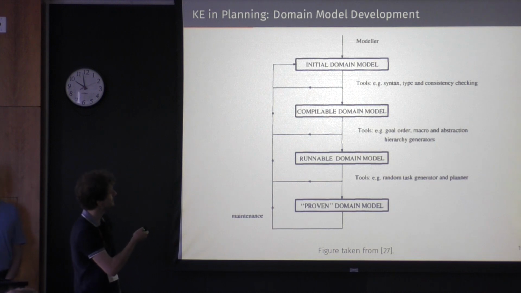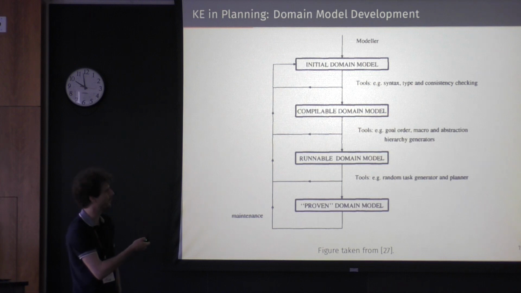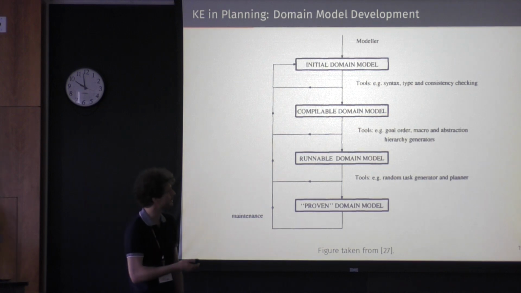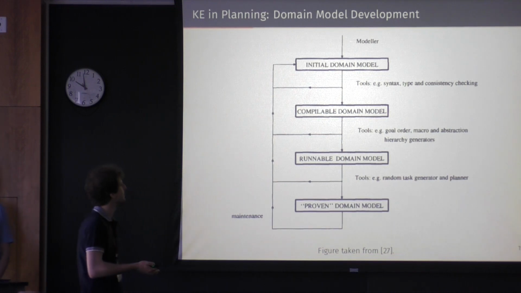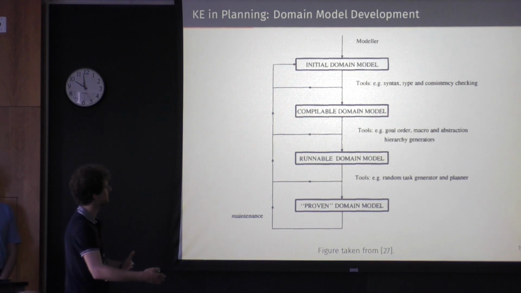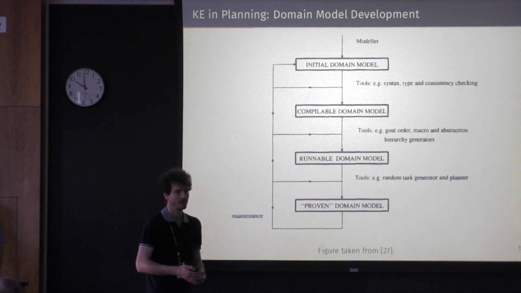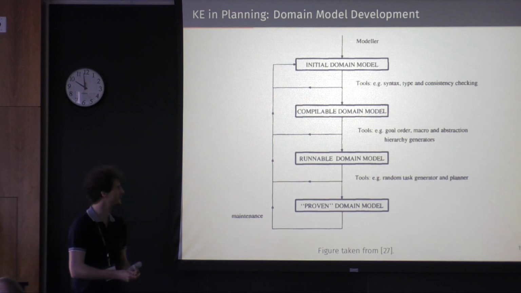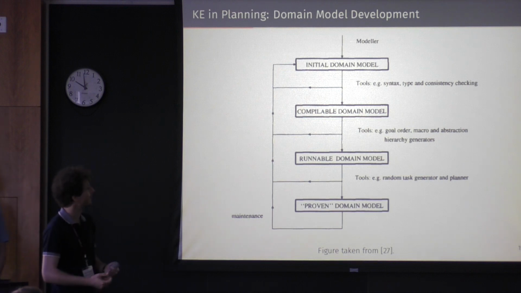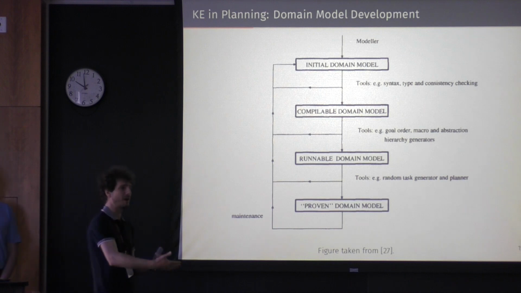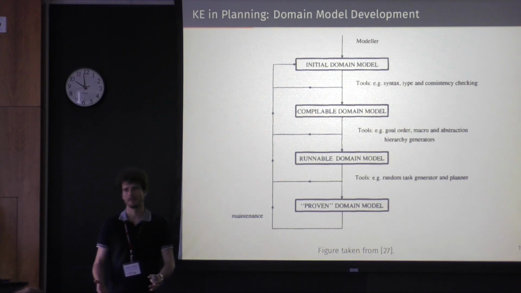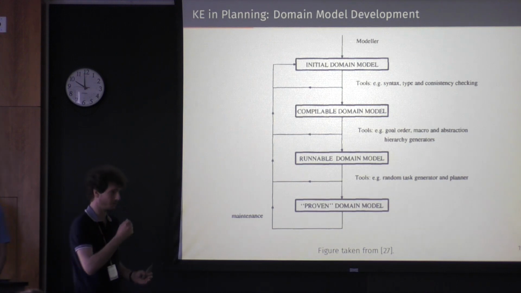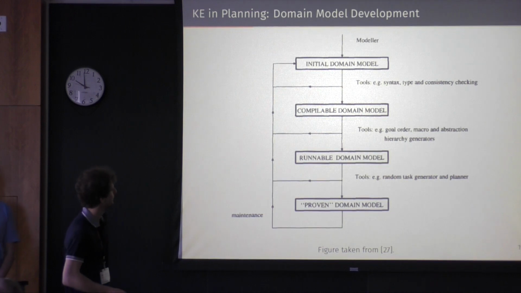And then the second step is usually the exploitation of tools. So you have syntax checkers, type and consistency checking, different tools like It's Simple, for instance, which can help and support you in generating a first compilable domain model. Compilable here means that, since we are not really compiling PDDL, you have a planner which is able to parse it. It will not find a solution, but you don't have any syntactic error, or predicates which are missing, and this sort of stuff.